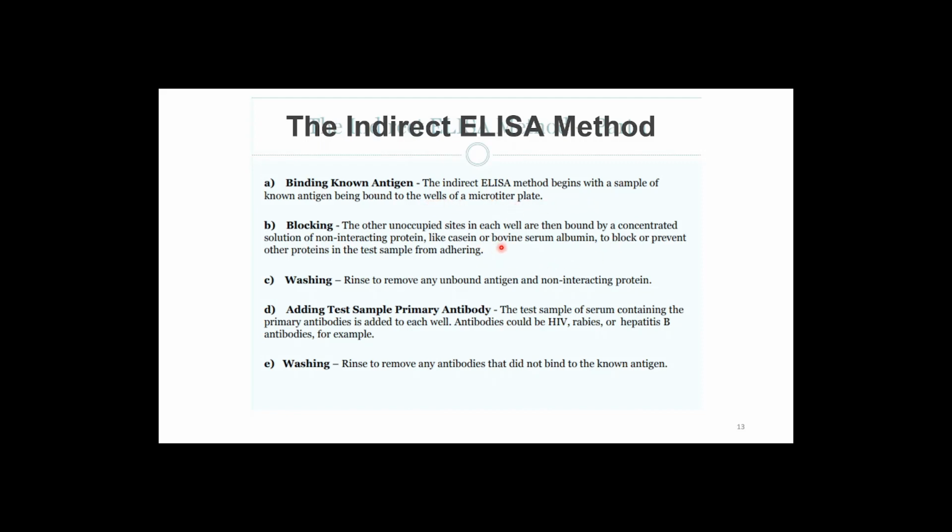Then there's a step called blocking. The blocking step is done basically to stop non-specific interactions, and this step is done using BSA or casein. Then there's a washing step, so that any kind of unbound antigen or non-interacting protein can be washed off. Then we add the primary antibody. Then again there's a washing step. This washing step is to make sure that the primary antibody doesn't stay attached to any non-specific interactions.